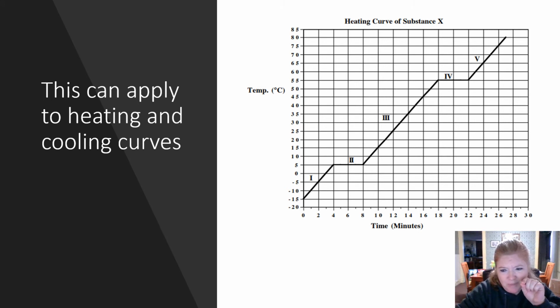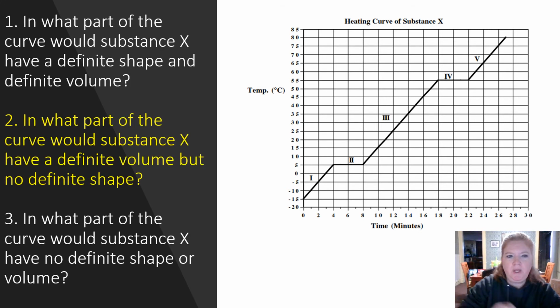So let's just do a brief review. In what part of the curve would substance X have a definite shape and a definite volume? Well, that's a solid, so that's right here. In what part of the curve would substance X have definite volume but no definite shape? Well, that's a liquid right here. In what part of the curve would substance X have no definite shape or volume? Well, that's a gas. That would be up here. This section is melting, solid changing to liquid. So we have both states of matter. This section right here is liquid changing to gas, vaporization. We have both states of matter right there.